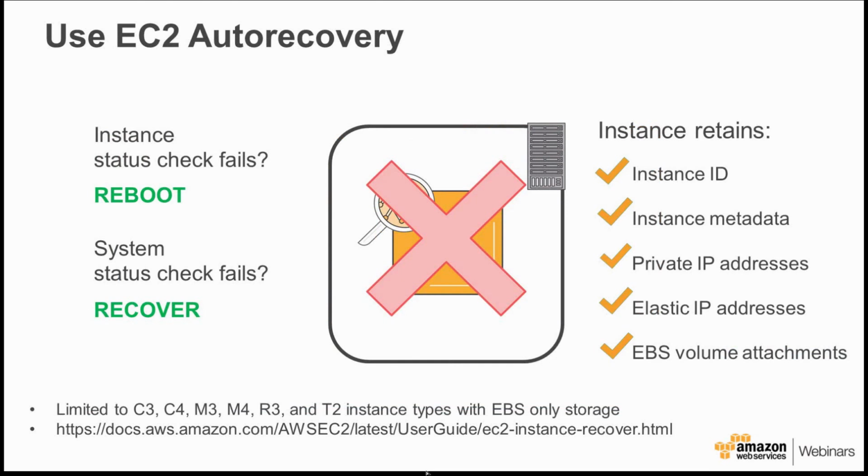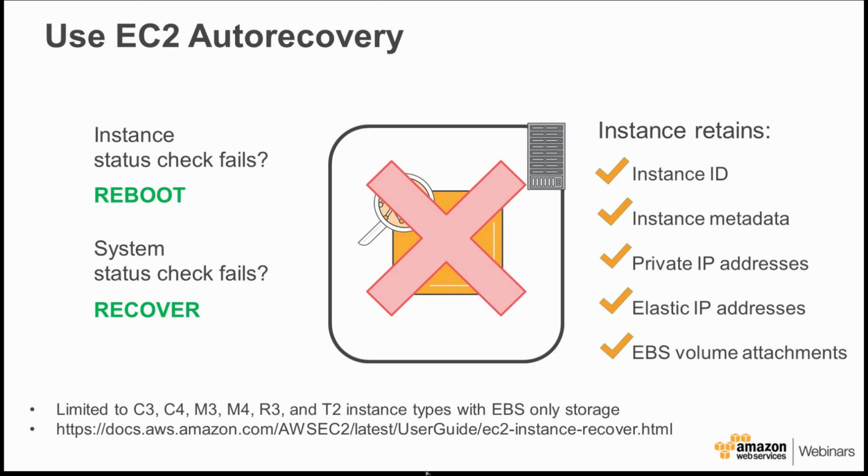Our next best practice is to use EC2 auto recovery. EC2 auto recovery is great for instances using EBS, as you can move the volume from one instance to another. So over the years, EC2 has built up an extremely robust system of status checks covering both your instance and the physical system hosting it.